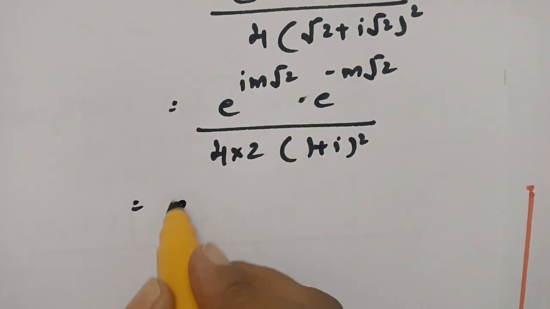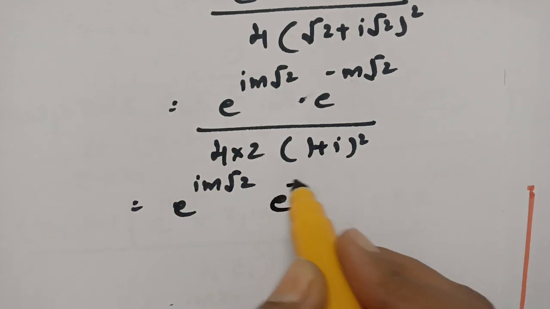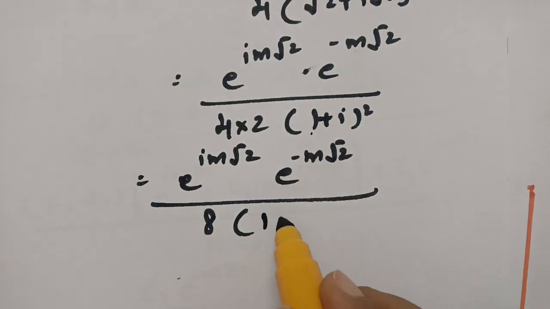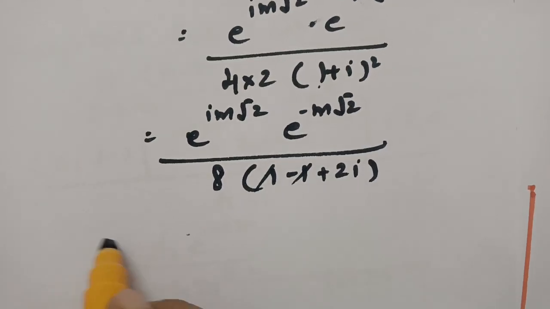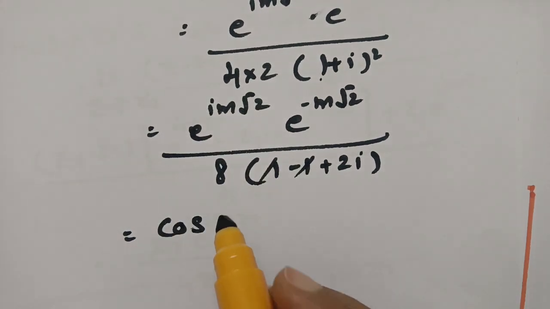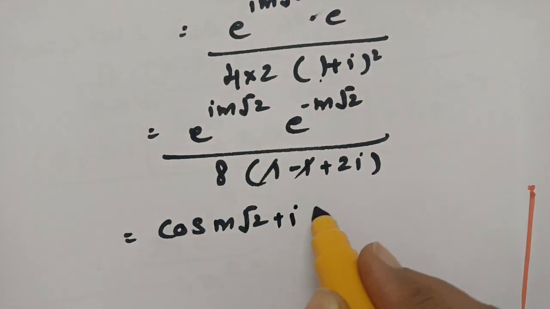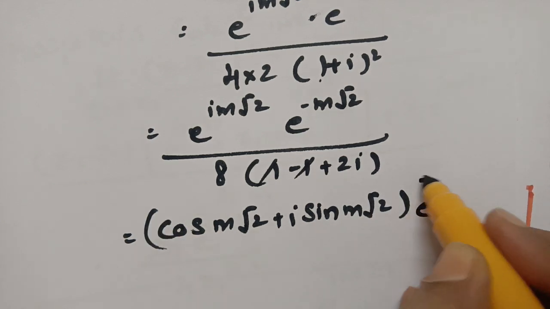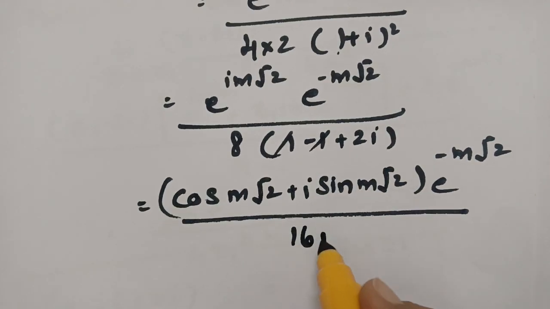So this value is e^(i m √2), and this is e^(-m √2) by 8 times of (a² + b² + 2ab). So if I cancel these two, and e^(iθ) can be written as cos θ + i sin θ. In place of θ we have m √2, so cos m√2 + i sin m√2 into e^(-m √2) by, so this value is 16i.